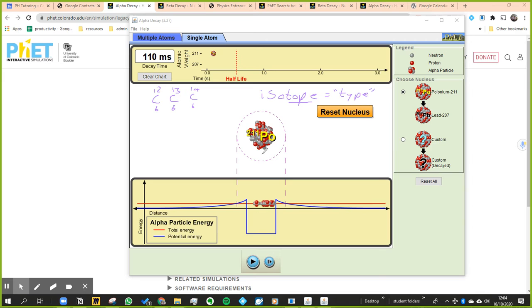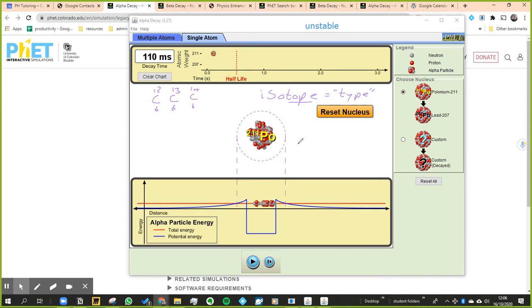Now, earlier on we looked at whether or not something is stable or unstable. If it's unstable, we can say it can decay. So this particular isotope of polonium is unstable. The one on the periodic table with mass number 209 may not be unstable, or it may be as well. I don't know. But this one is definitely unstable.